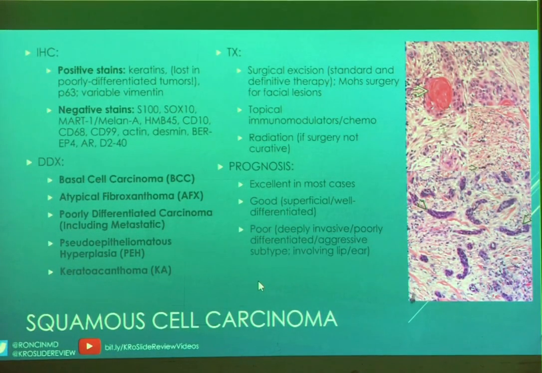Your immunohistochemical stains, so keratins. Again, keratins are lost in your poorly differentiated tumors. A lot of your markers are lost in poorly differentiated tumors. That's why they're poorly differentiated.